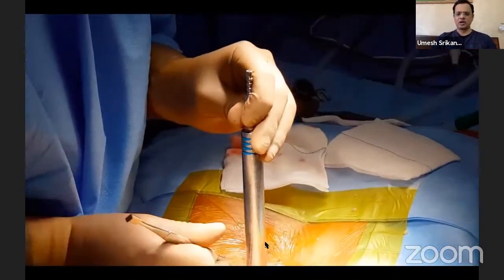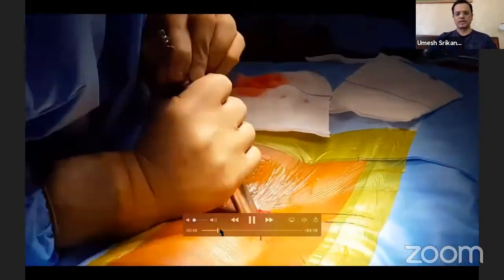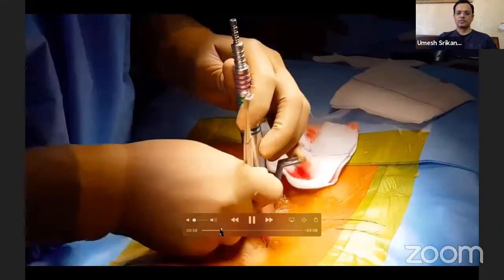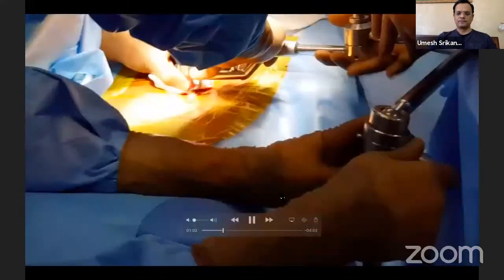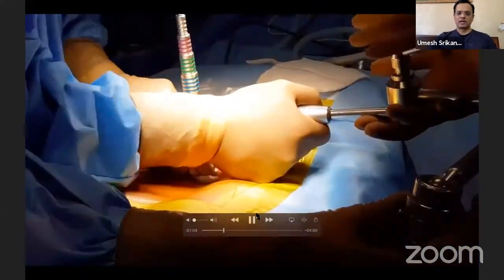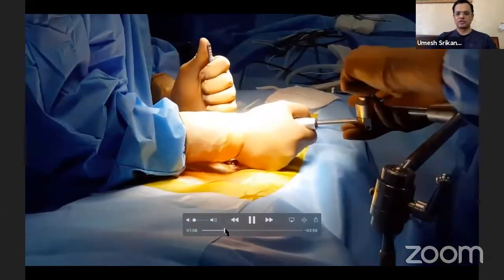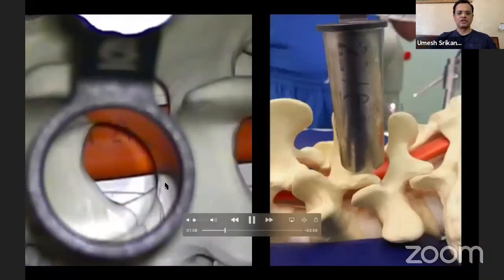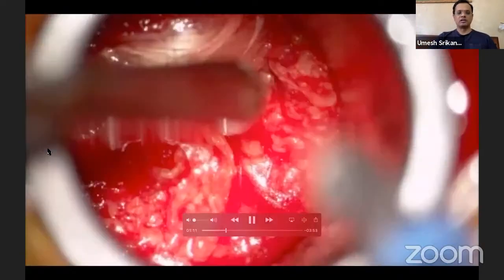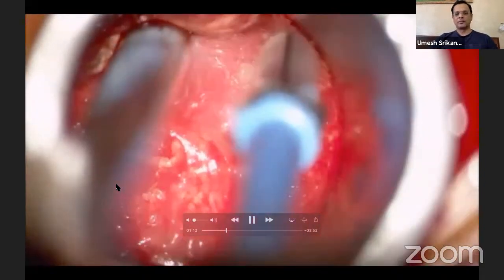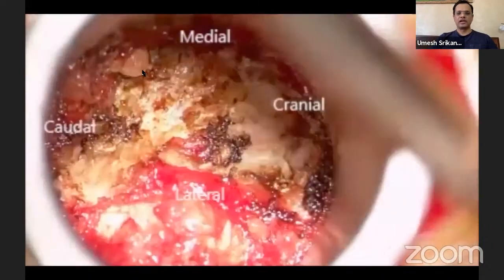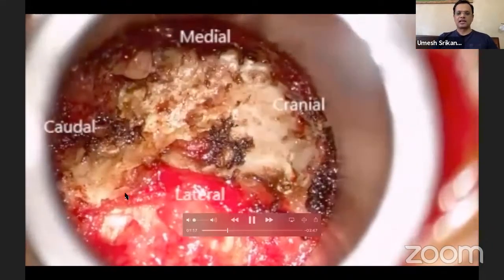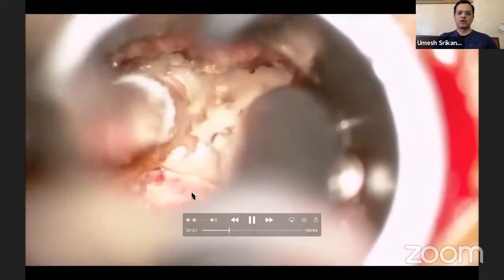So sequential docking is done, then appropriate size length tube is selected. This is an 18 millimeter size tube for a decompression. Appropriate length is selected and then is fixed to a bed rail clamp as usual. So this is the first visualization that we should get, the lower border of the lamina and the upper border of the interlaminar space. Obviously, this doesn't cover the entire area that we need to decompress. We identify the medial, lateral. The lateral aspect should be extended up to the medial border of the facet joint.